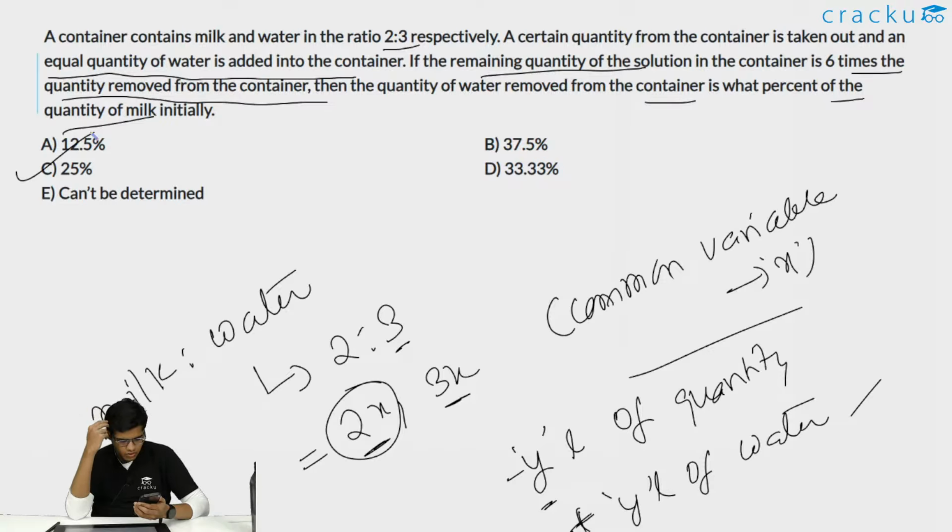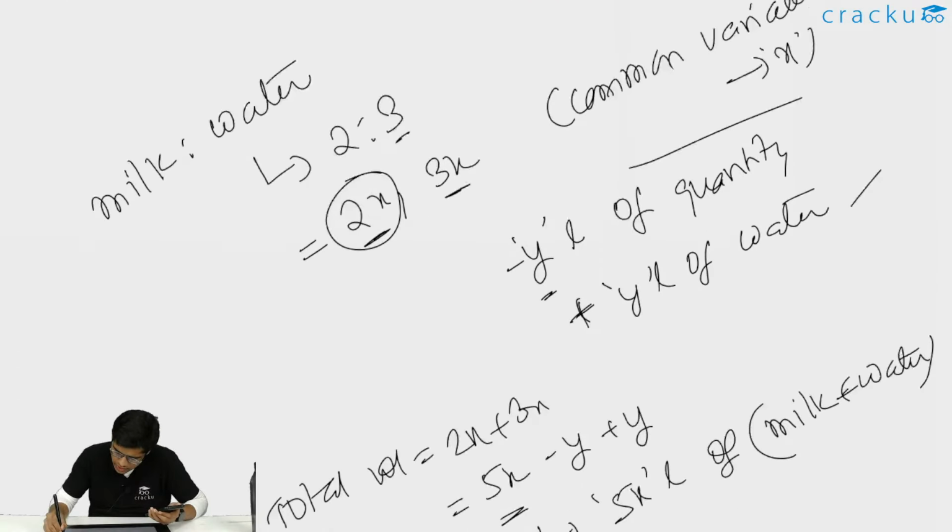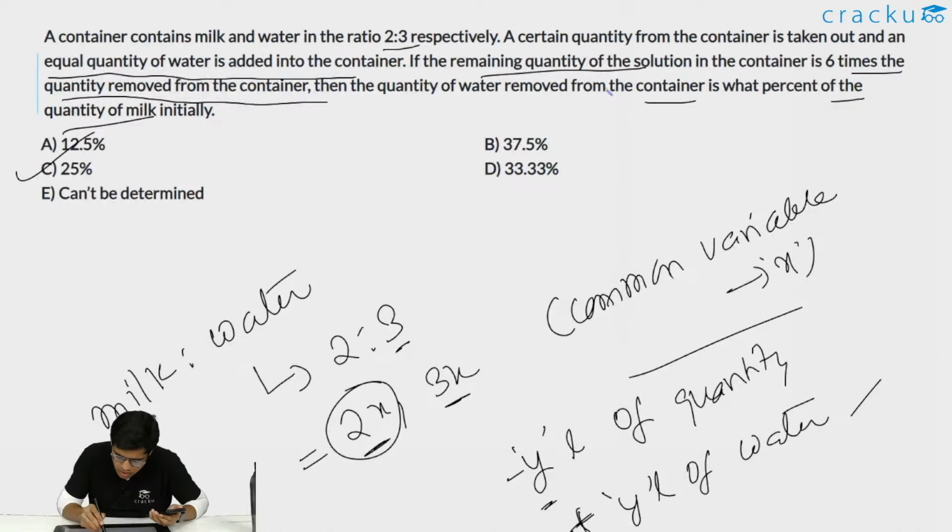Anyone with any doubt and all? I am getting y as 5x by 7. How are you getting y as 5x by 7, Mr. SG? I got y as 5x by 6, right? 2 plus 3 is 5 and it is given 6 times. Remaining quantity of the solution in the container is 6 times the quantity removed. Please continue. Okay.